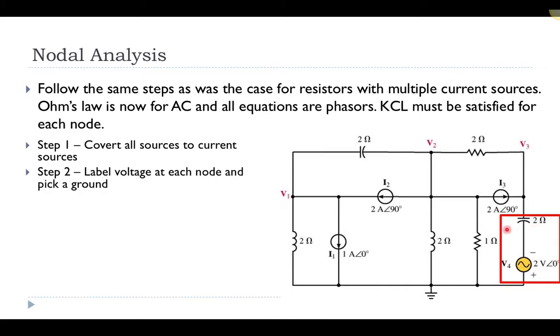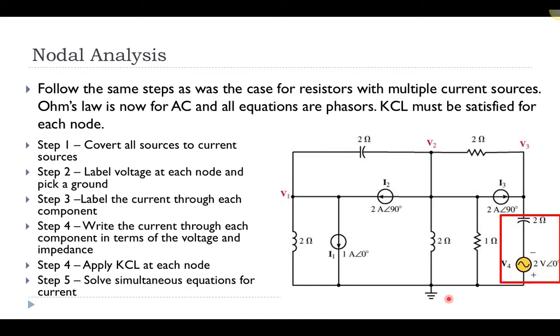The next thing is to label the voltage at each of the nodes and also to pick a ground. And that's already been done for us. So we have a node 1 labeled, node 2, and node 3, and then we also have the ground labeled here. Next, we would label the current through each of the different components, and after we label the currents, we'll write down the current through each of those components in terms of the voltage and the impedance. So we'll use the equivalent of Ohm's law, V equals I times the impedance, and we will write down what the current is.